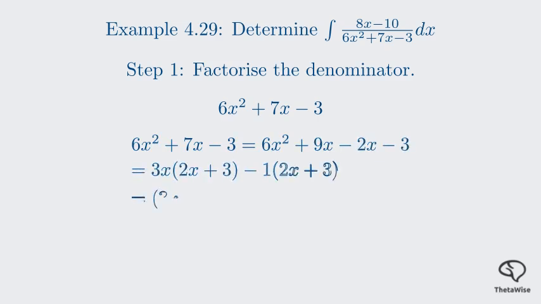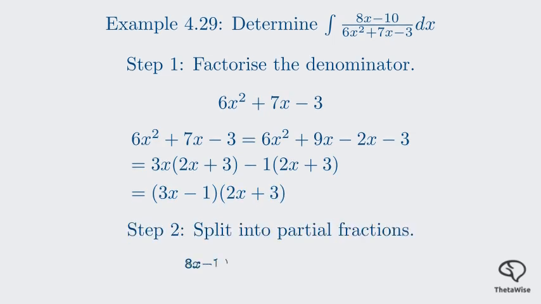Notice a small typo in the original document. It should be 3x plus 1, not 3x minus 1. Step 2. Split the fraction. Since we have two distinct linear factors in the denominator, the decomposition form is a over the first factor plus b over the second factor.